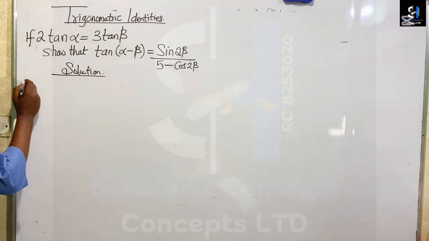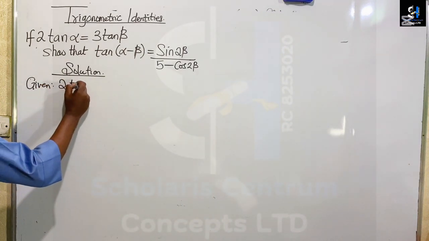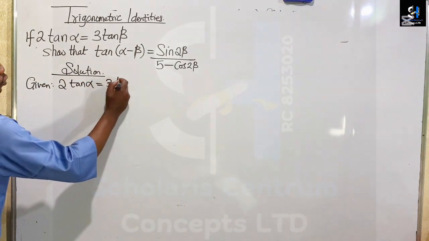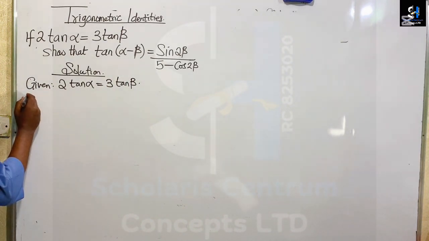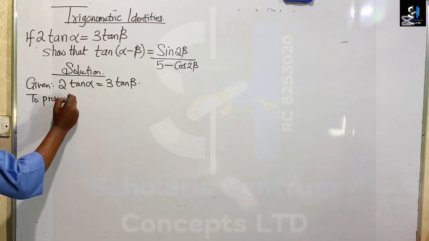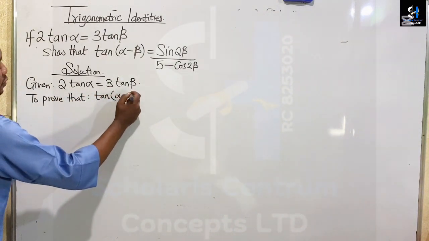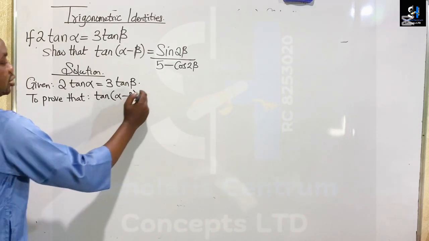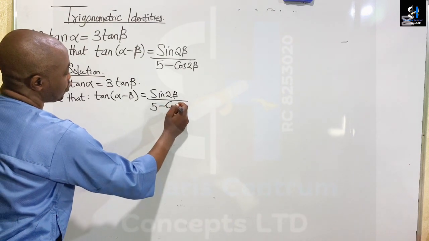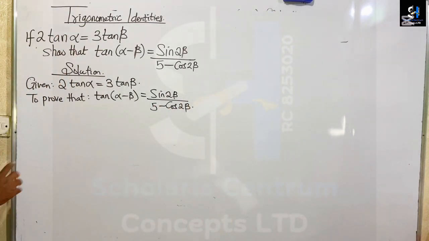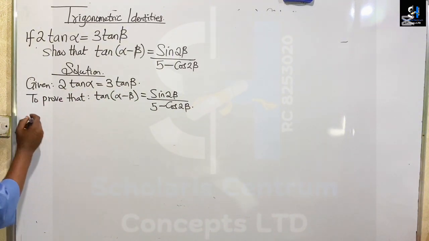Let's have our solution. We are given 2 tan alpha equals 3 tan beta, and we want to prove that tan of the difference between alpha and beta equals sine 2 beta over 5 minus cos 2 beta. Now let's express tan alpha in terms of tan beta. That will be step number 1.